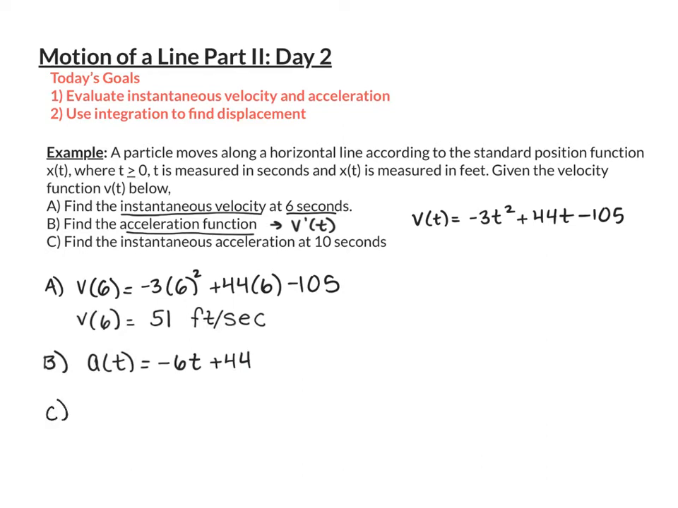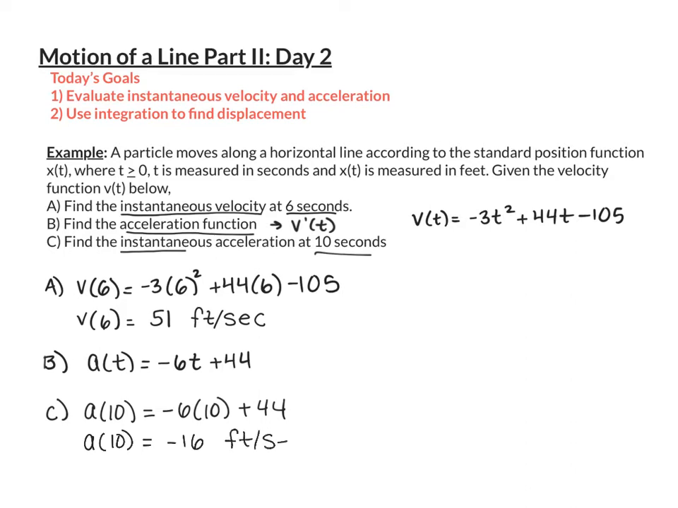And then part C, finding the instantaneous acceleration at 10 seconds, is literally the same thing as before, except we're going to plug in 10 for t into my acceleration function. So go ahead, take a minute, type all this into the calculator, pause the video, and then hit resume for the answer. Okay, so you should have gotten negative 16. So the acceleration is negative 16, and technically this would be feet per second squared if you want to get technical about the units for acceleration. I'm not going to care too much about the units, but that's the idea behind that.